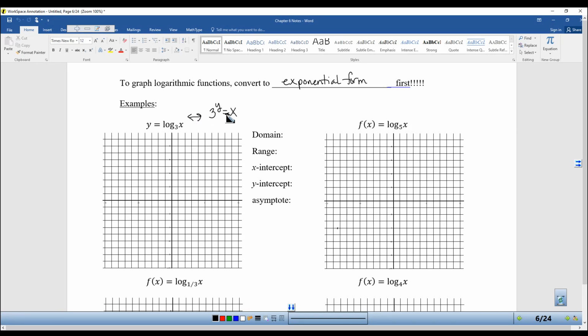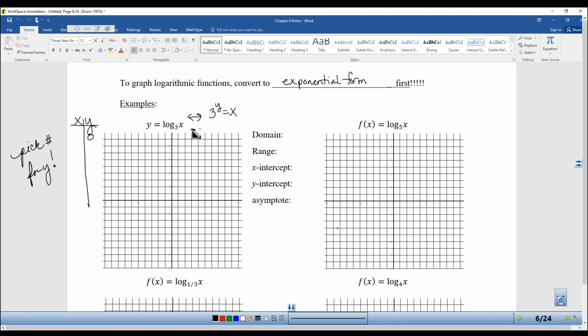These two mean the exact same thing. I've just changed the form. And now make a table. The only difference is you don't want to plug numbers in for x. That would be hard. Instead, pick numbers for y.